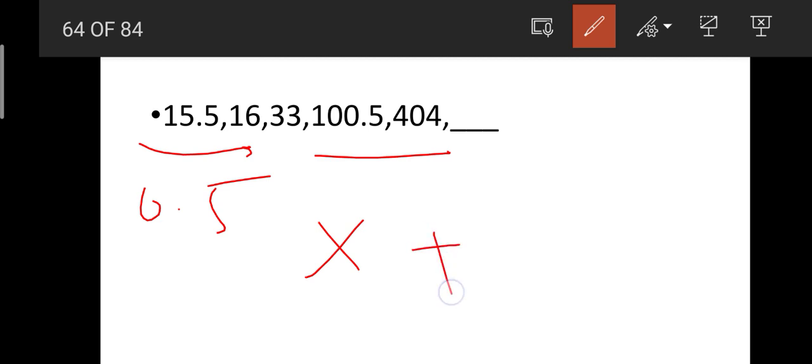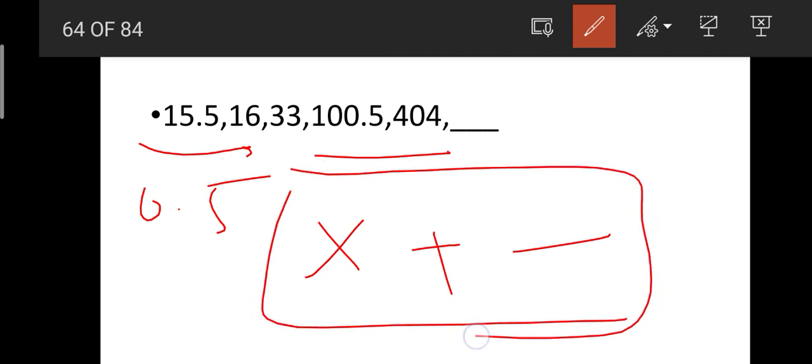Okay friends, observe here. Initially the difference is much less, that is nothing but just 0.5. But coming to here, the difference has increased much more, so that we can understand it is a multiplication series with addition series, isn't it? I hope you have understood this. They have multiplied the number with one number and they have added another number.